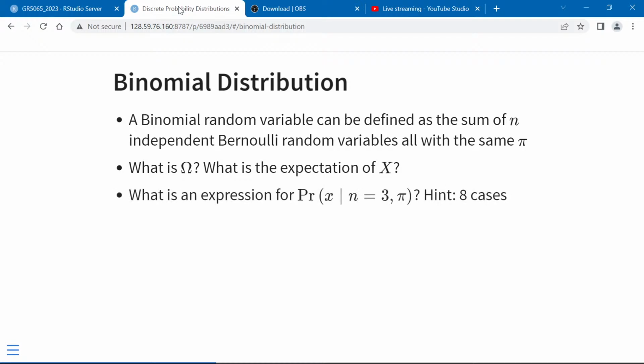So what would be an expression for the probability mass function in the binomial distribution if n is 3? And as a large hint, there are 8 possible cases that we need to take into account in our probability mass function, because the probability mass function needs to yield us the probability for everything that could possibly happen among 3 Bernoulli random variables with success probability pi.